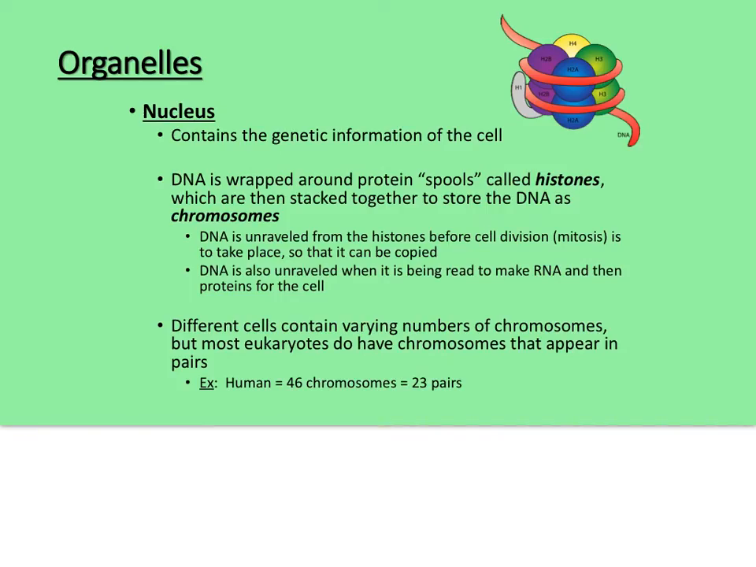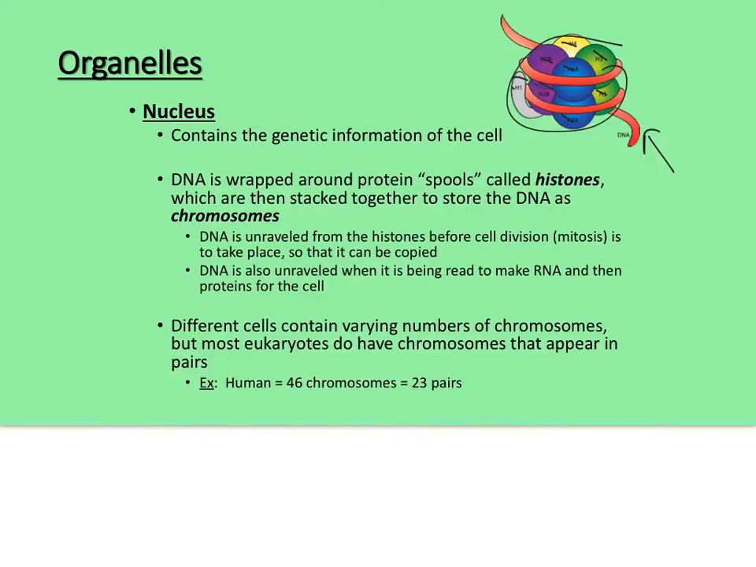As I said on the last slide, the nucleus contains the genetic information of the cell. This is the DNA, and DNA is found wrapped around proteins called histones. A lot of times we say that it's wrapped around these protein spools. In this picture, the red strip would be DNA, and you do not need to know the details of these different pieces here, but you wrap the DNA around a histone protein, like thread wrapped around a spool. These histone proteins are then stacked together to store DNA as chromatin, and then the term that we're probably most familiar with, chromosomes.